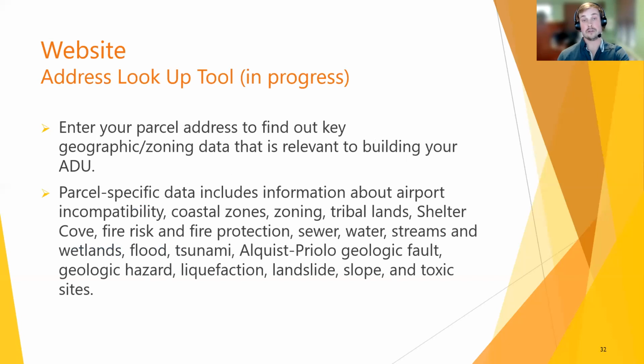Website address tool. So this one's still in process. I think that it may be ready in, I mean, I'm kind of making this up, but perhaps in a month. But it's a really important tool. It's a really exciting tool. And so what this will allow you to do is take our web GIS. If you've ever been on it before, it's accessible on the main Humboldt County website. It has so much information.